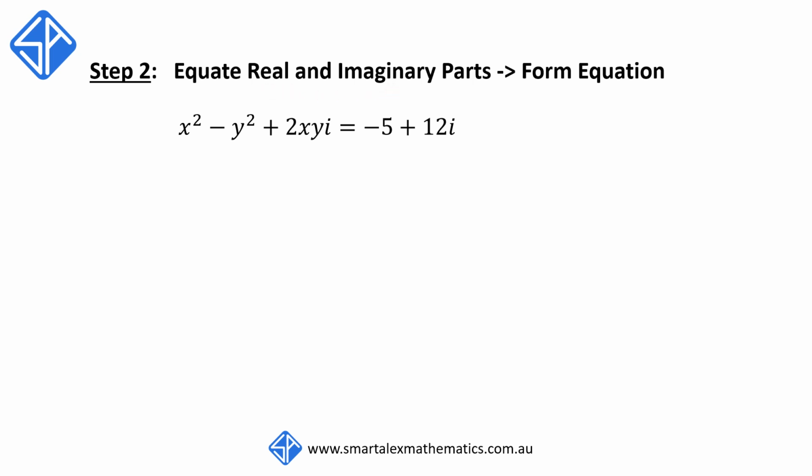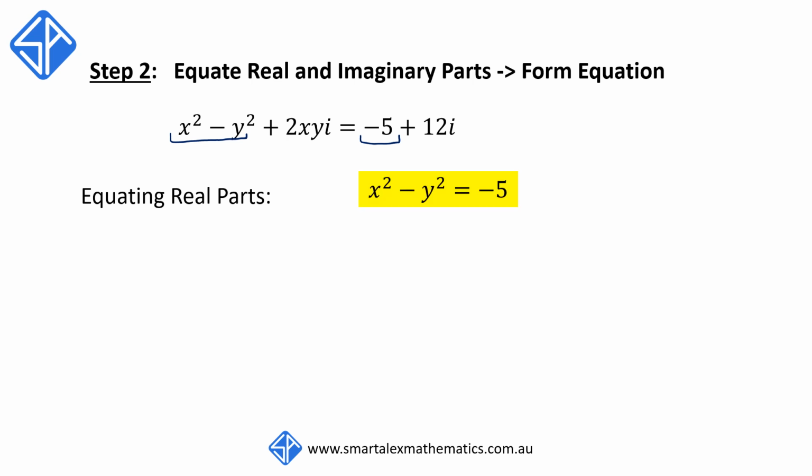So from this equation, x squared minus y squared is the real part on the left and -5 is the real part on the right. So equating the real parts, we're going to get x squared minus y squared is equal to -5. And we're going to call this our first equation.